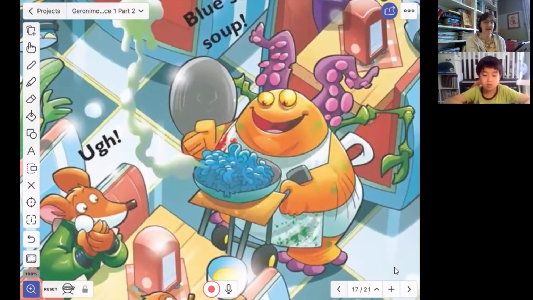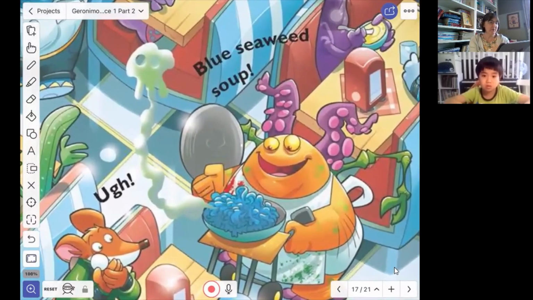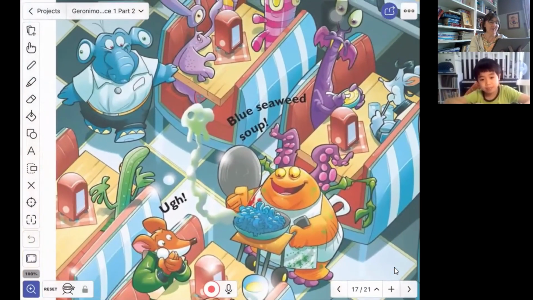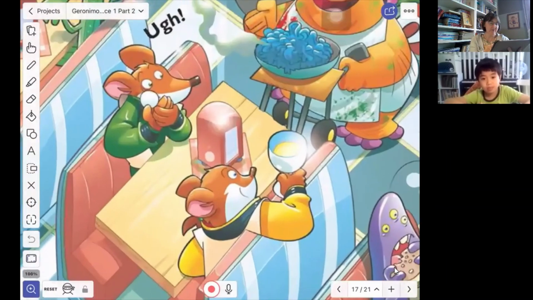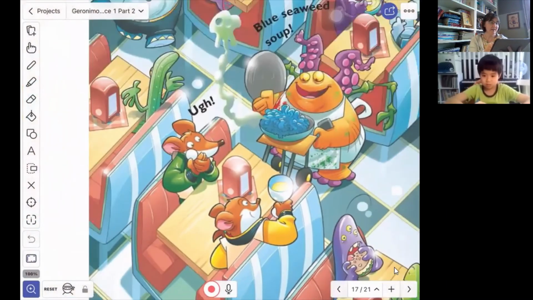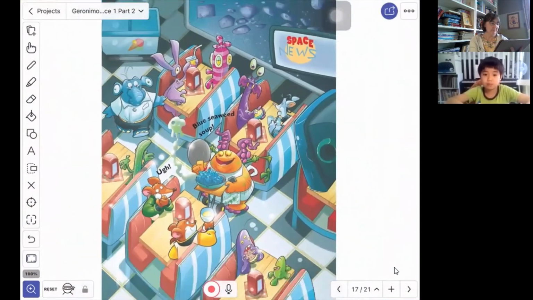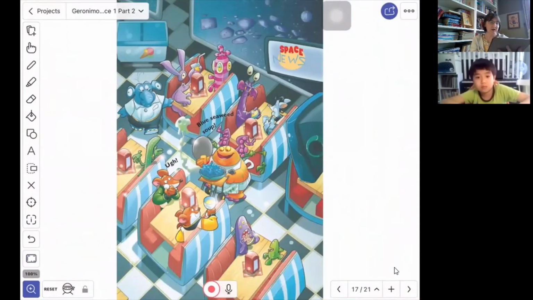Uh-oh, look at Geronimo's face. He looks like he has his hand over his mouth. He looks like he doesn't plan on opening his mouth. Look at the smoke coming out of that blue seaweed soup. Look, the smoke looks like it has a pair of eyes on it. I don't know, that doesn't look very good to me, but Trap sure looks happy. Boy. Poor Geronimo. I would not eat that. Would you eat that? No.